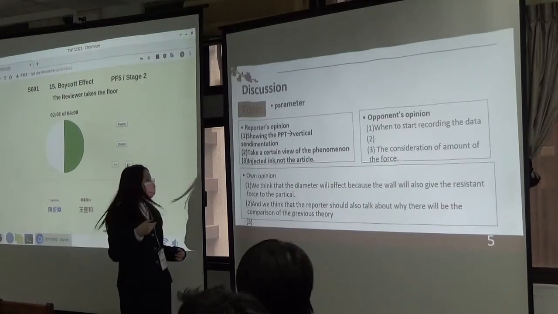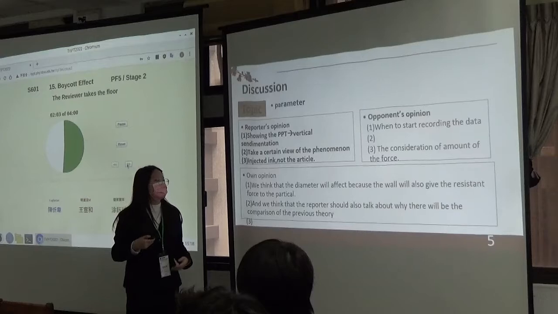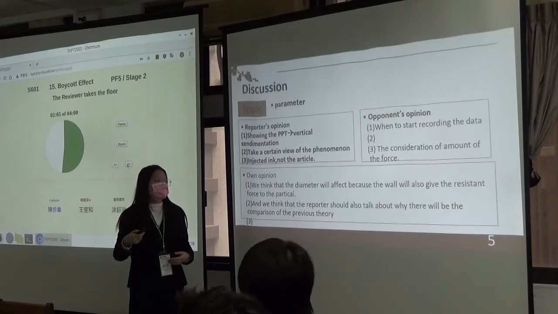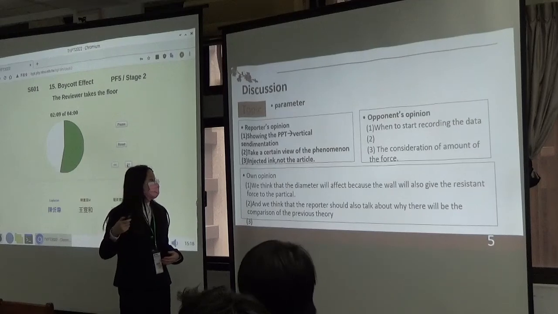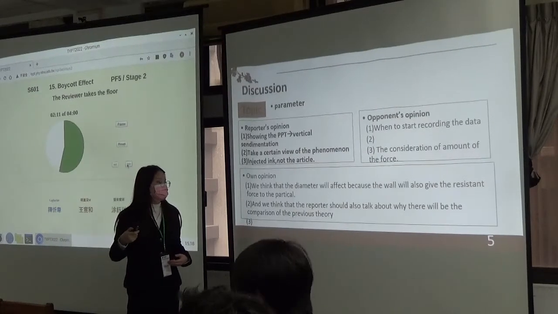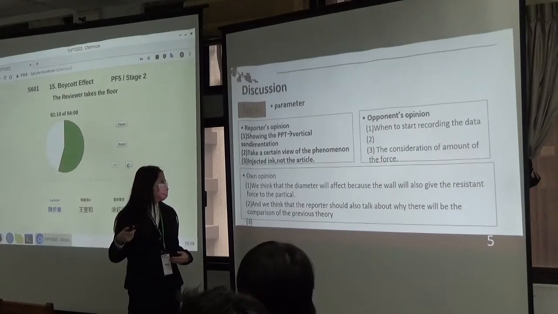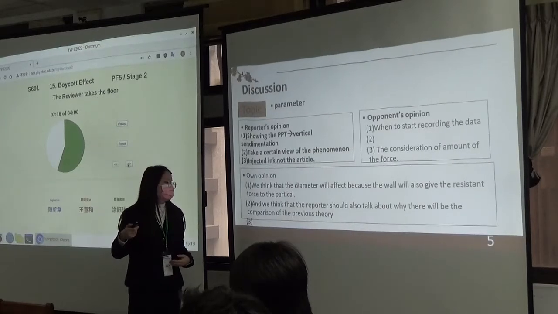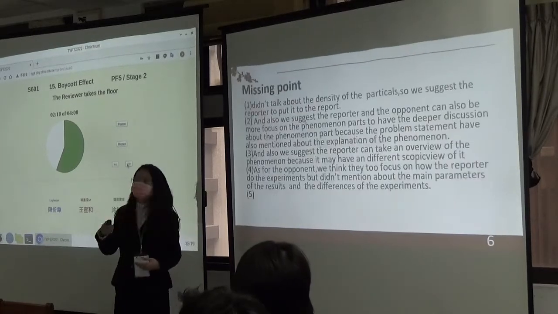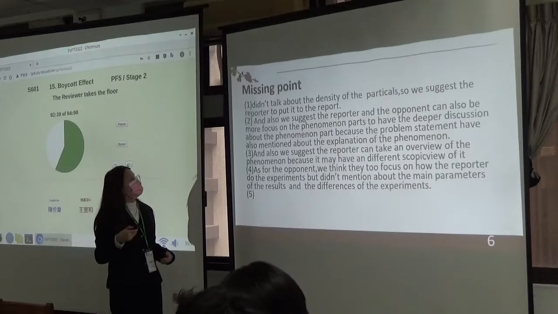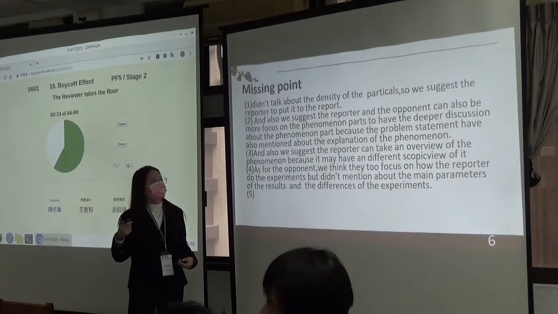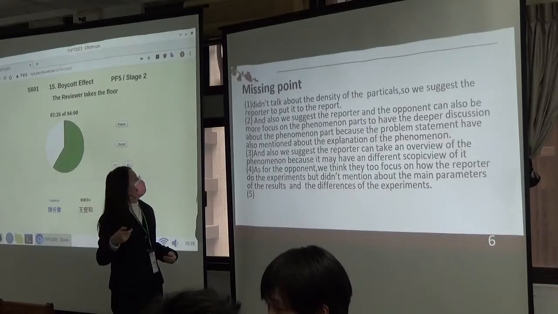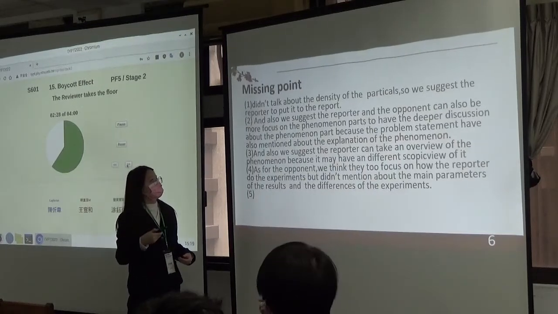And our own opinion: we think that diameter will affect because the wall will also give a resistant force to the particle. And second, we think that the reporter should also talk about why there would be a comparison with the previous theory. And for the missing point, we think they didn't talk about the density of the particles, so we suggest the reporter put it in the report.